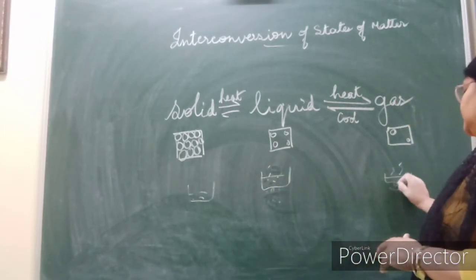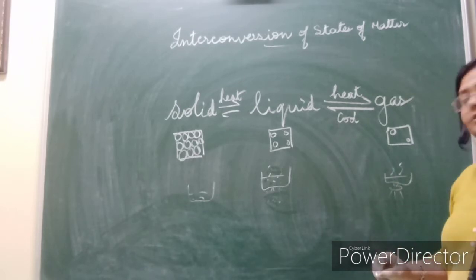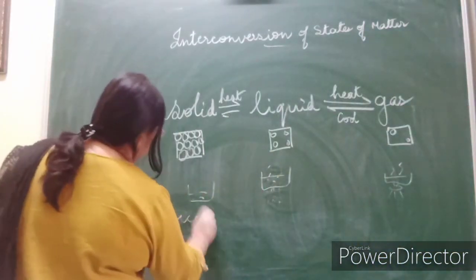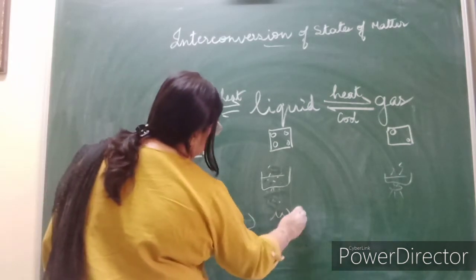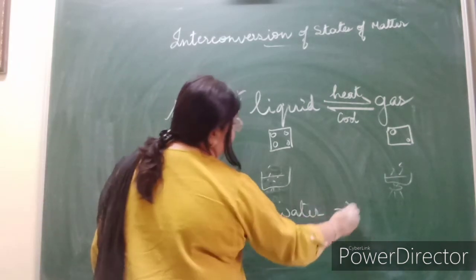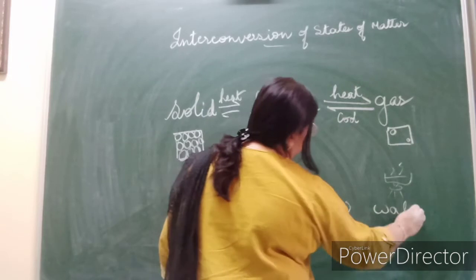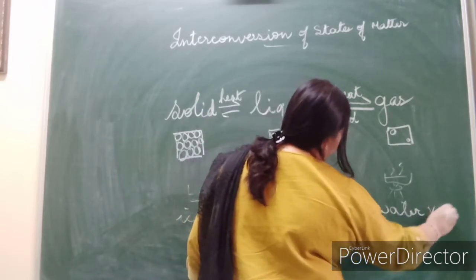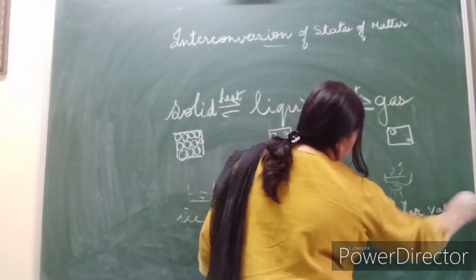So let's draw it here. This is water, this is ice, this is water, and this is water vapor, which is also called steam.